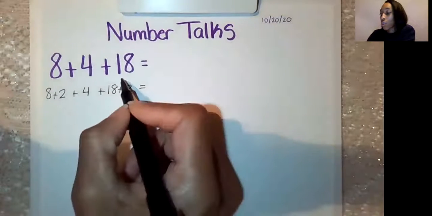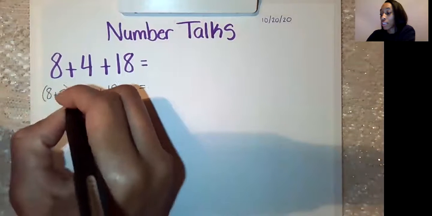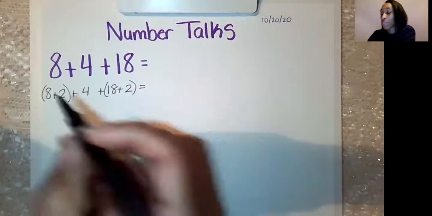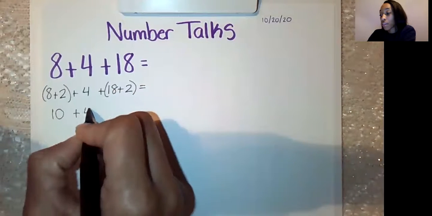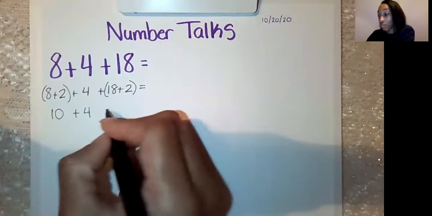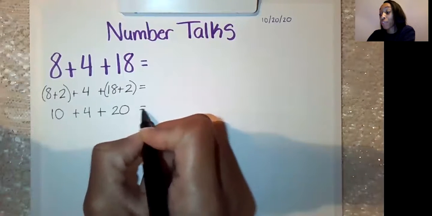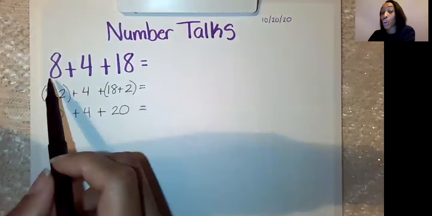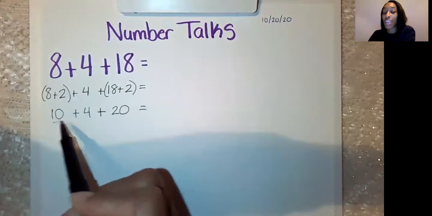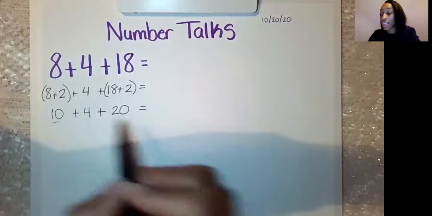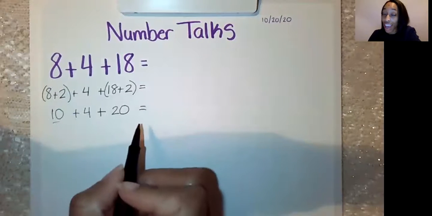Okay, so all I did was add 2 to this addend and 2 to this addend. Just going to put parentheses around it so you can see. So now that's going to give me 10. I'm just bringing this addend down. And now 18 plus 2 gives me 20. I made friendly numbers. I saw that two addends were close to friendly numbers, which is why I brought them to those 10s. So I have one 10 and two 10s and a 4. These are my addends. These are easier to add.